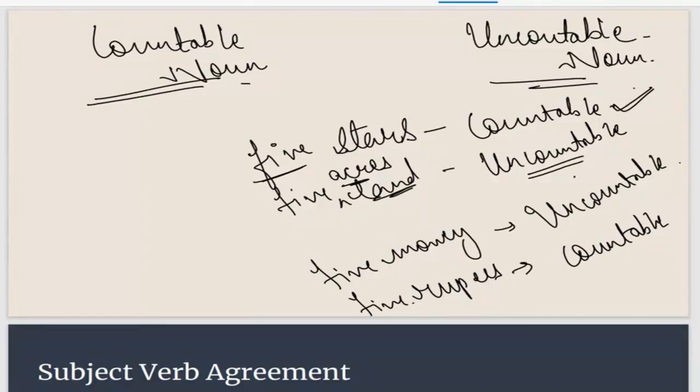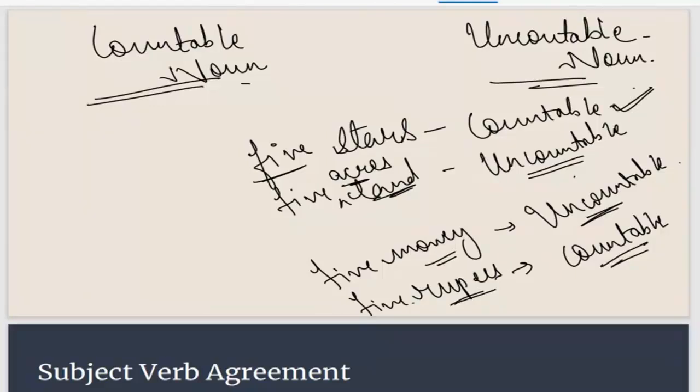But we sometimes say that I have 5 rupees in my pocket. Do we say like that? Yes, we do say like that. So rupees comes under countable noun and money comes under uncountable noun.